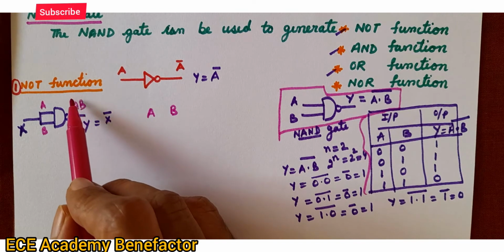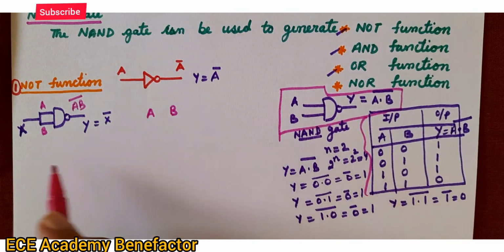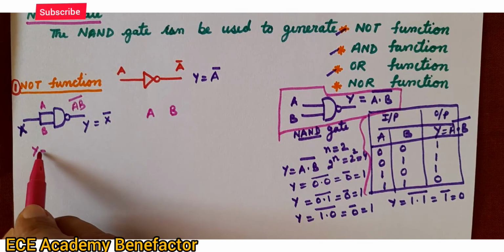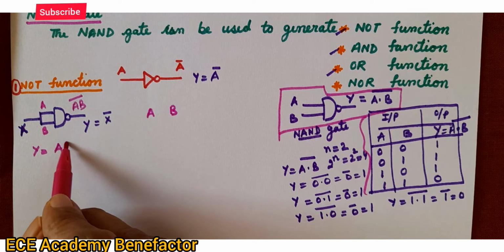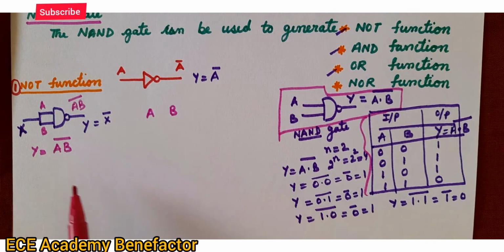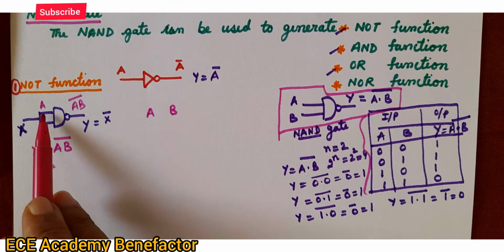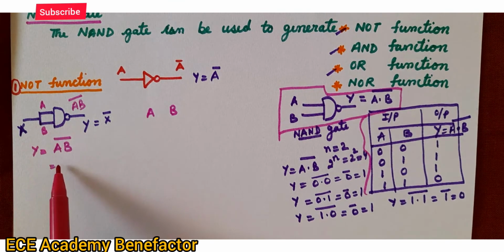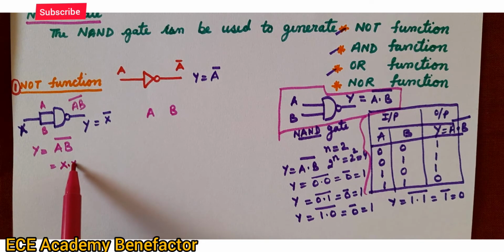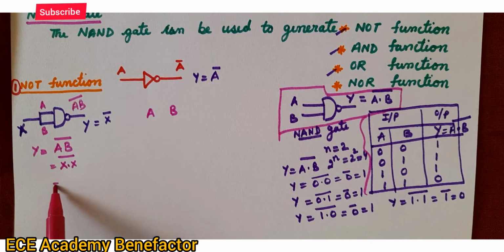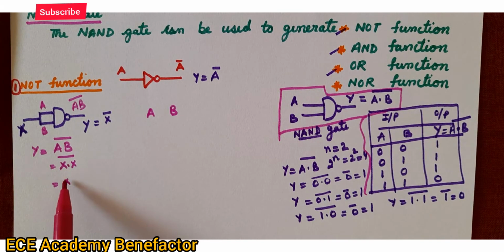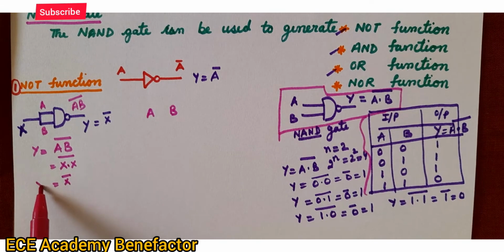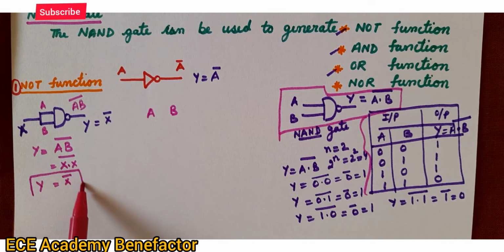A, B, the whole bar. Yes, what is y? Y is equal to A, B whole bar. What is A and B? Both are x, the same x is coming to A as well as to B. So, x dot x the whole bar. What is x dot x the whole bar? X bar. So, y is coming as x bar.